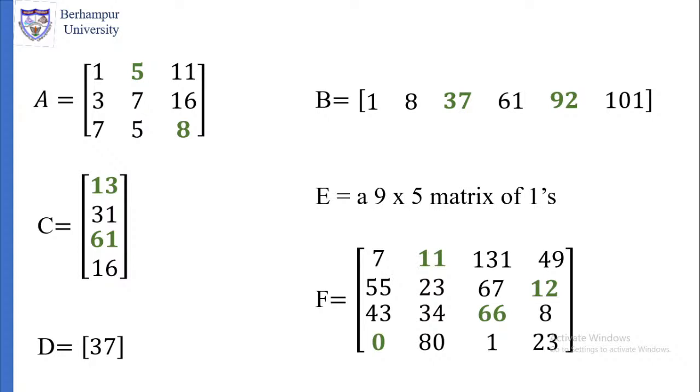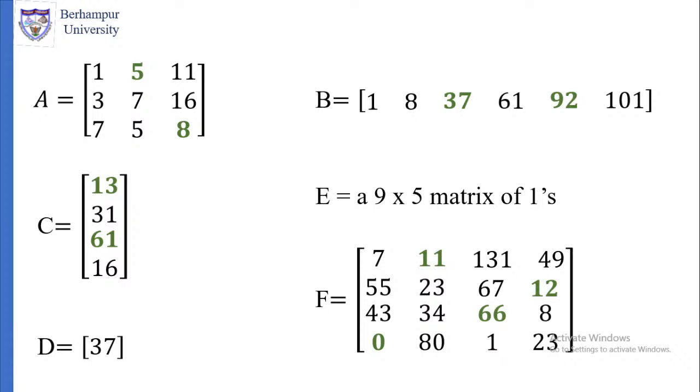D is equal to 37, nothing is highlighted here. E is equal to any 9 cross 5 matrix of 1s, or any 9 cross 5 matrix of zeros, or any 9 cross 9 matrix which is an identity matrix. E can be any of these three. I am writing here a matrix of 1s. You can make it zeros, or make it a 9 cross 9 or a 5 cross 5 identity matrix.